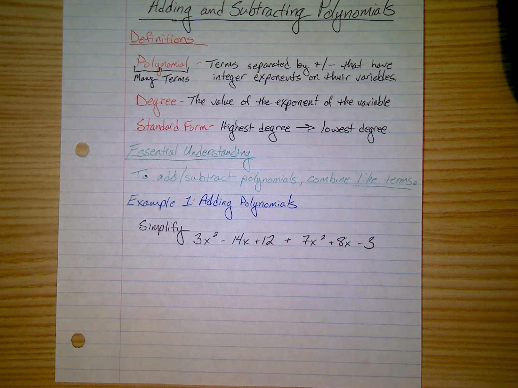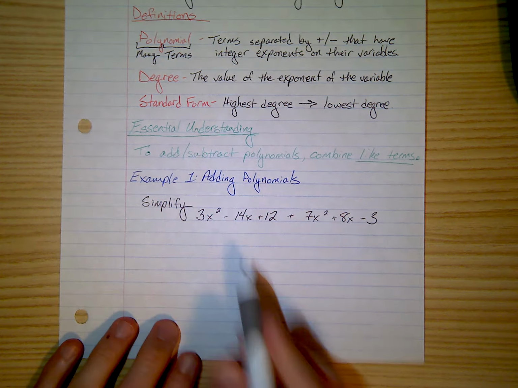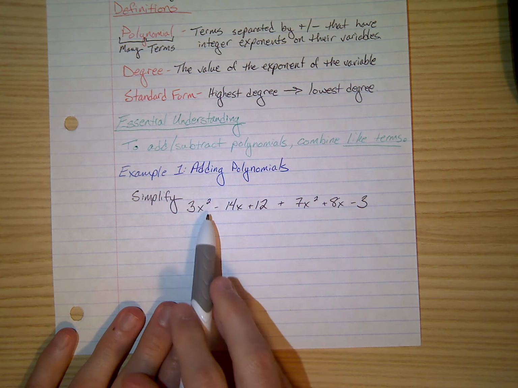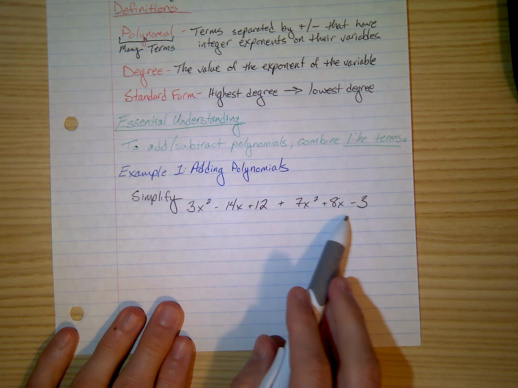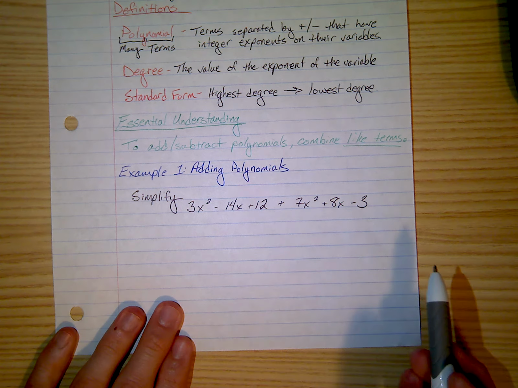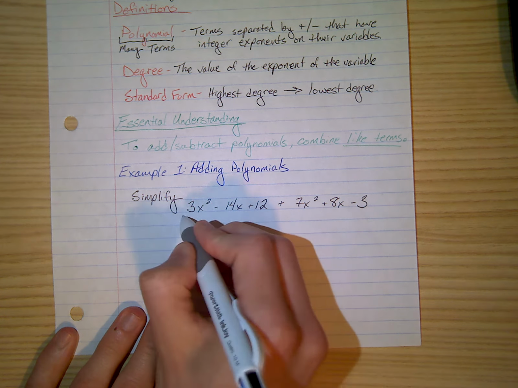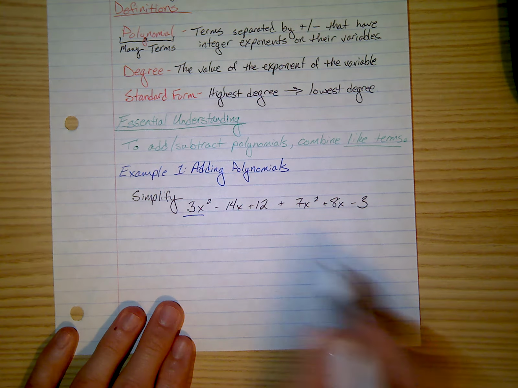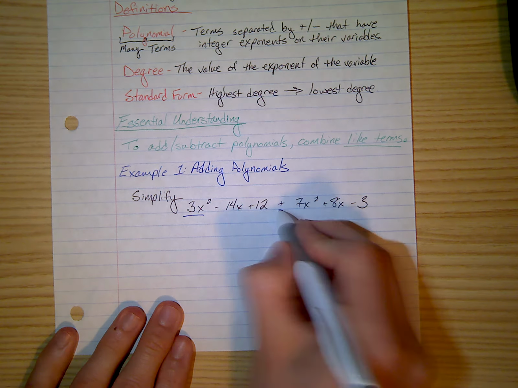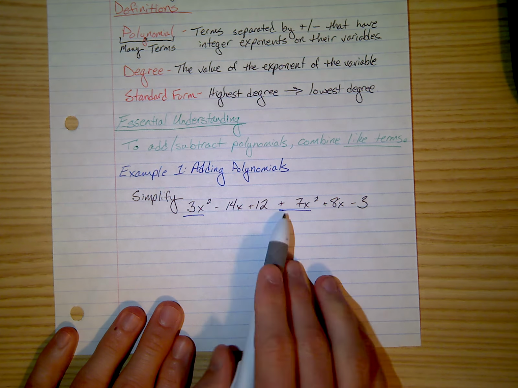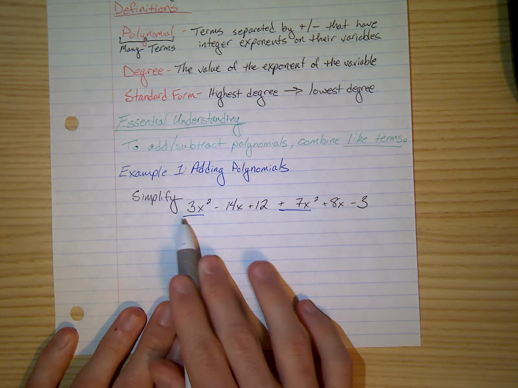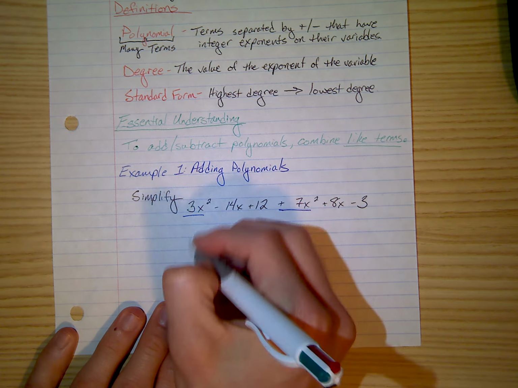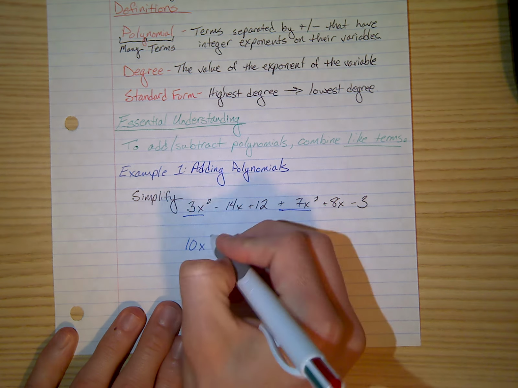Looking at this example down here: 3x squared minus 14x plus 12 plus 7x squared plus 8x minus 3. All you have to do is combine your like terms. Your x squared term, that's 3x squared. Well, there's a 7x squared too. I also underline the sign in front of it because that tells you that this 7 is positive, not negative. So you have a positive 3 and a positive 7, which when you add them together, you get 10.